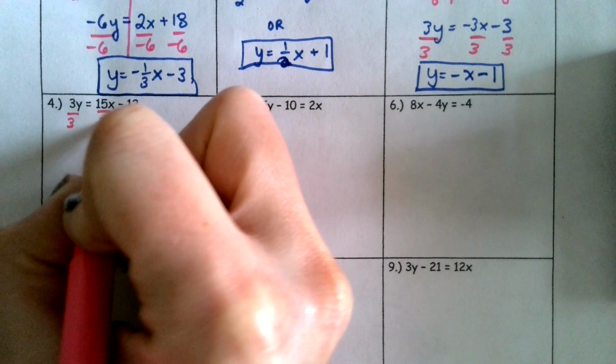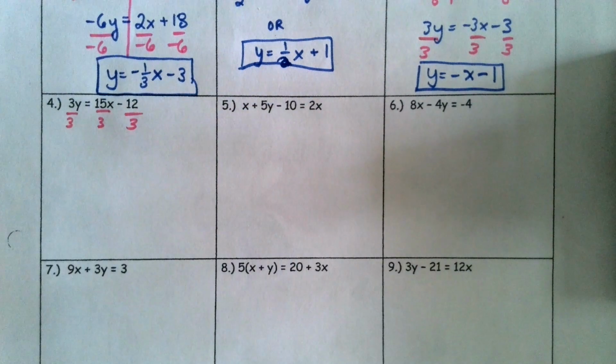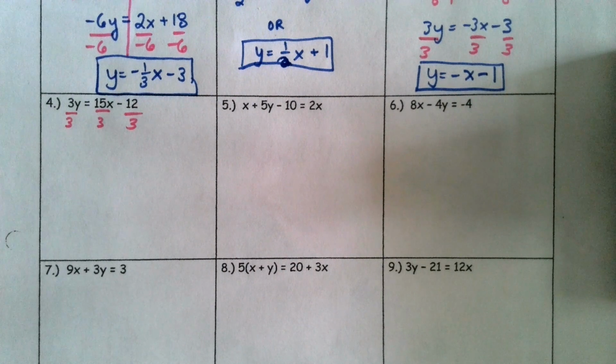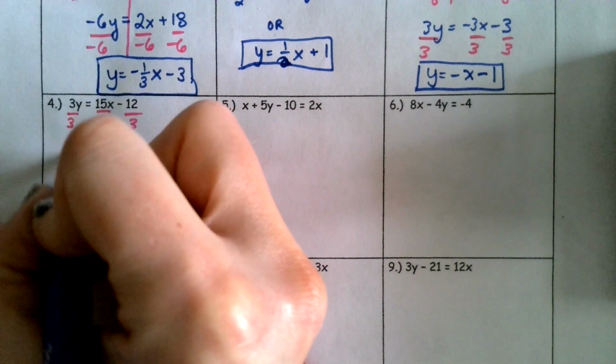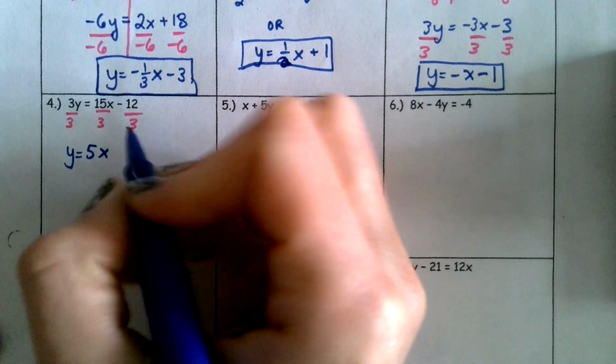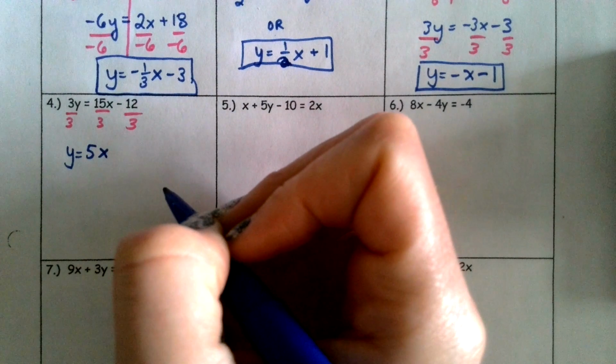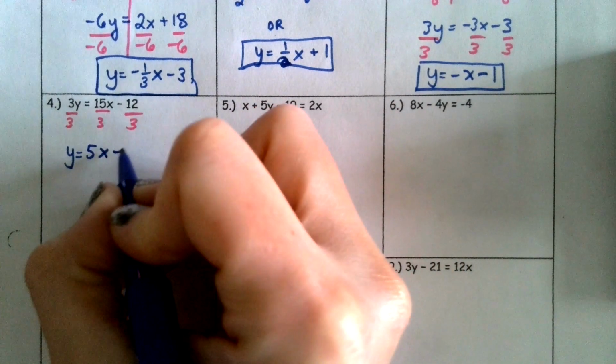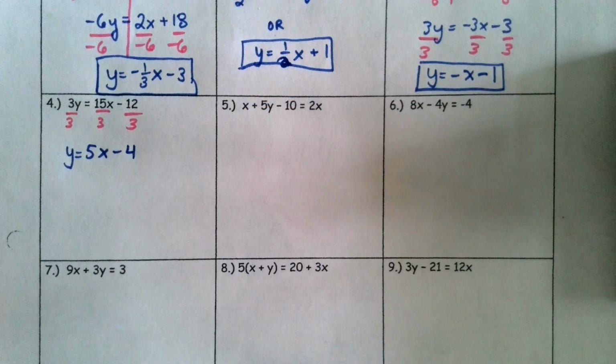So every single term of our equation needs to be divided by 3. So now what's going to happen is we're going to have 3y divided by 3 leaves us with just y. So we're going to have y equals 15 divided by 3 gives us 5x. And then this 12 divided by 3 at the end here will be 4, but we will have a minus 4. And that would be it.